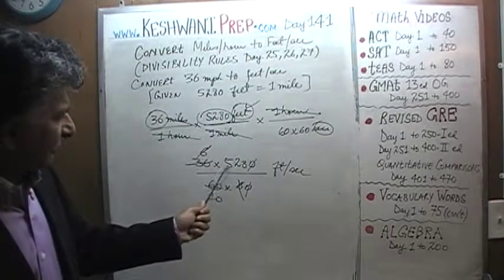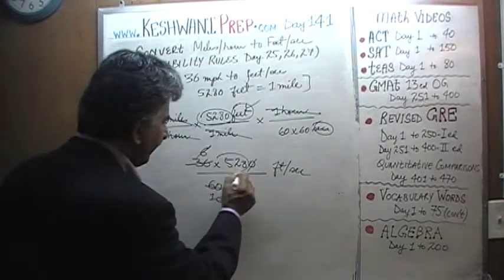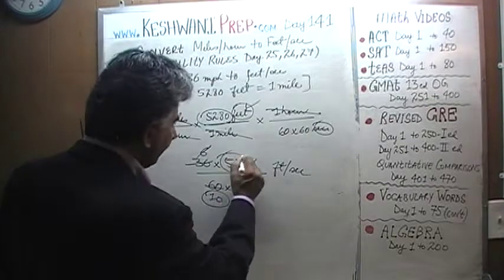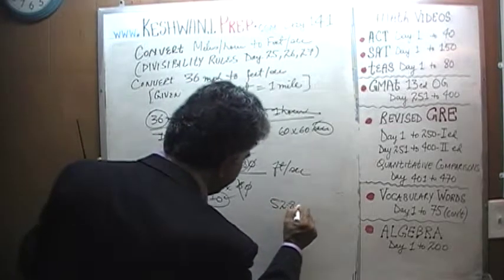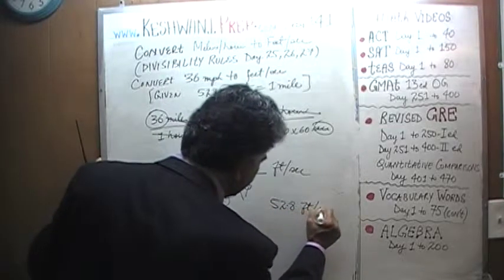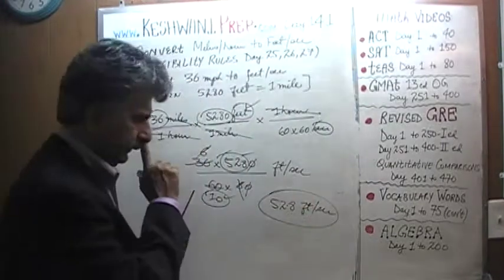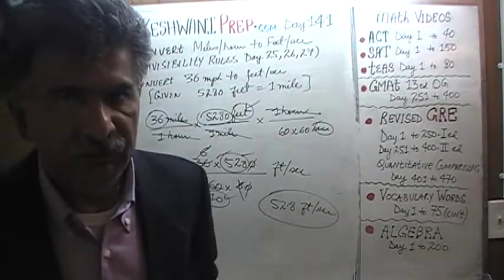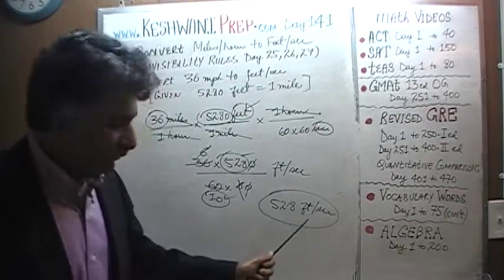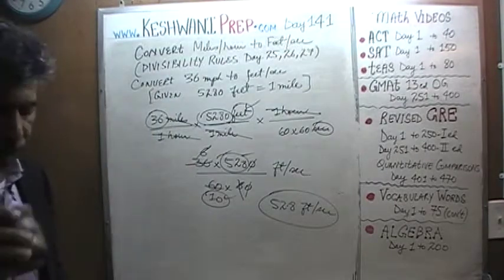We're left with 528 divided by 10. 528 divided by 10 is 52.8 feet per second. It turns out that the speed of 36 miles per hour is 52.8 feet per second.